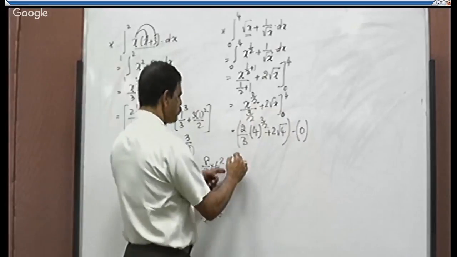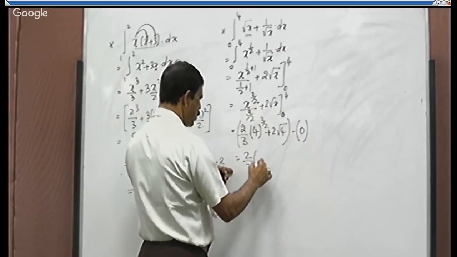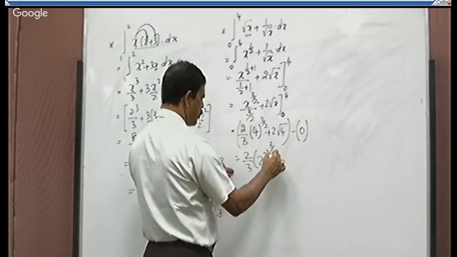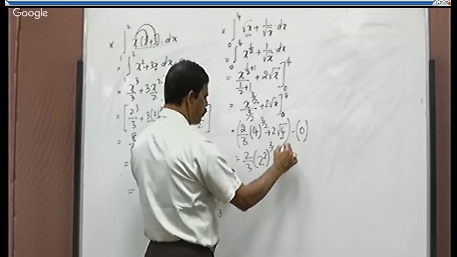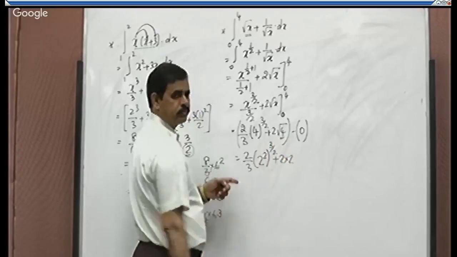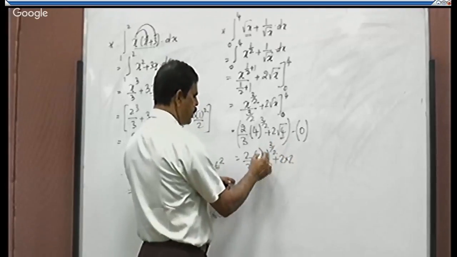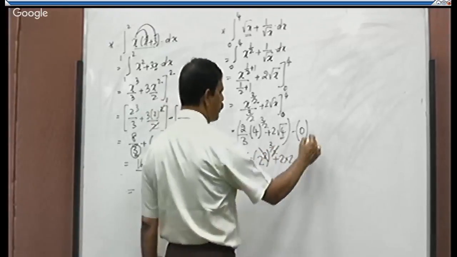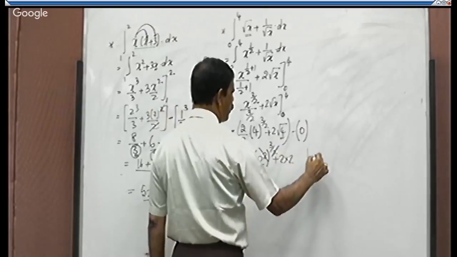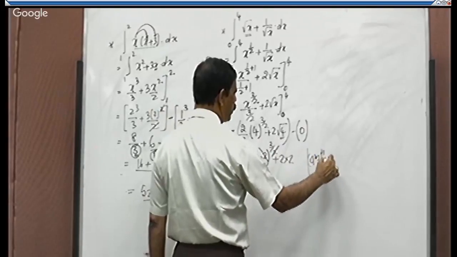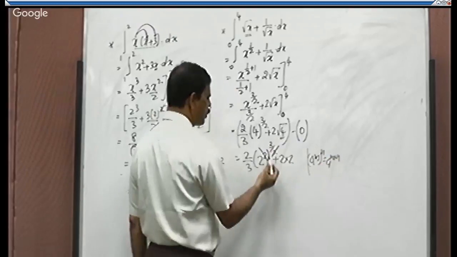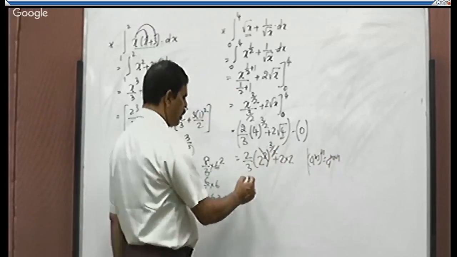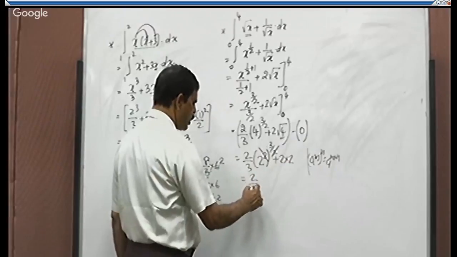Okay. 2 by 3. Can I write 4 as 2 square? 2 square, all to the power of 3 by 2, plus 2 into root 4. Root 4 is 2. A to the power of m, all to the power of n, is equal to a to the power of m into n. This becomes 2 into 3 by 2. So the 2 gets cancelled. It is 2 divided by 3.